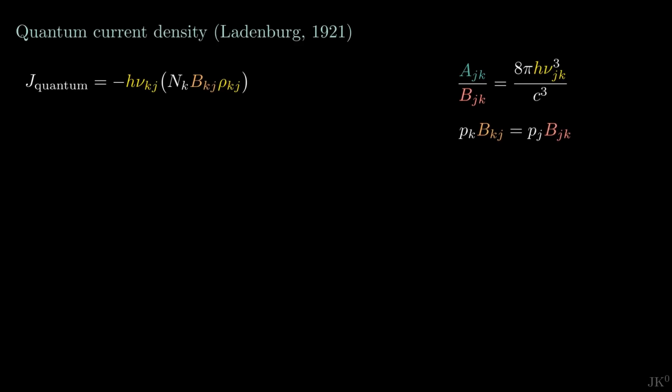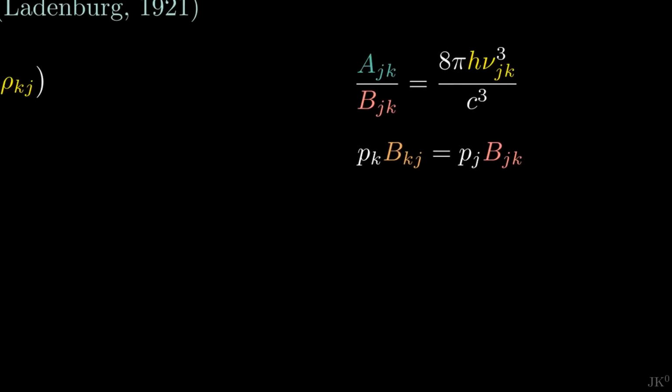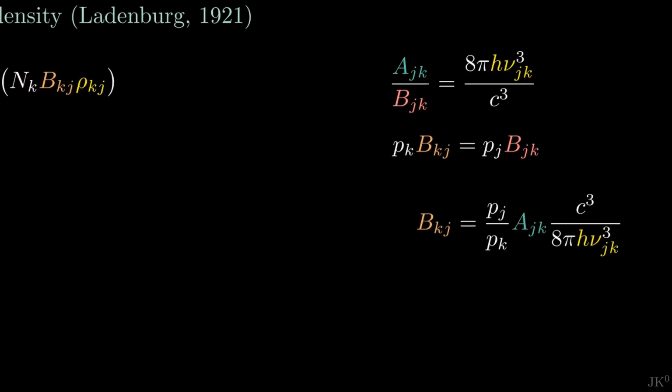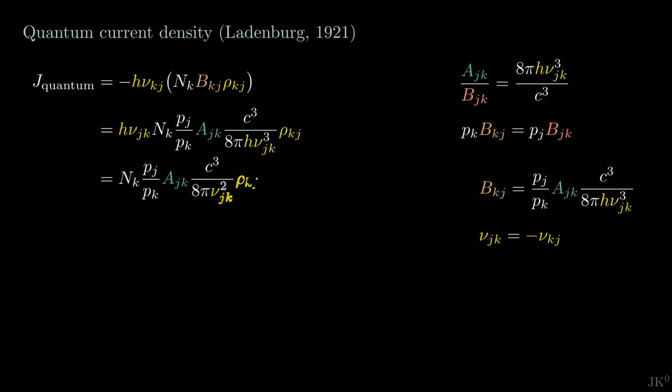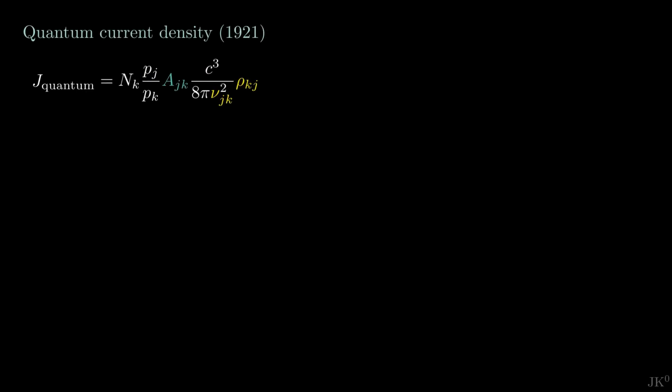Also in the previous video, I showed you that the A and B coefficients are related in this way. Combining these two relations, we can write the absorption coefficient BKJ in terms of the spontaneous emission coefficient AJK. Plugging this back in the current density and eliminating the minus sign by reverting the indices of the frequency nu, we get this result. Now comes the bizarre step.